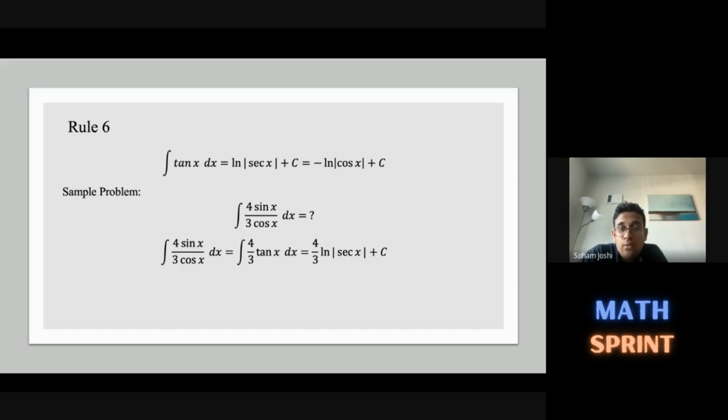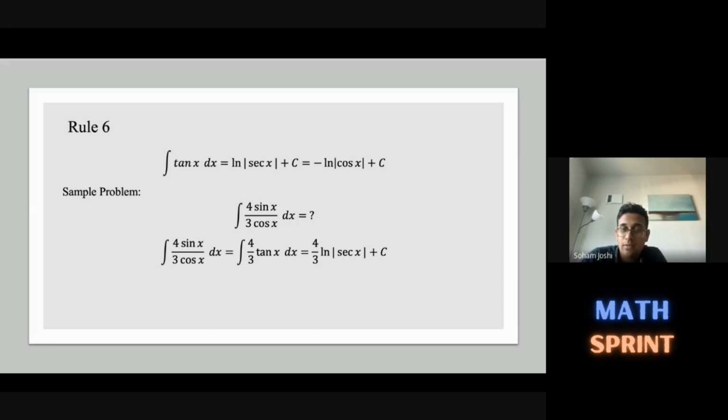We have to integrate 4 sin x divided by 3 cos x with respect to x. You shouldn't get stumped by problems like these, and if you remember your trigonometric identities properly, you should be able to identify that sin x divided by cos x is equal to tan x. 4/3 is a constant. We get 4/3 ln|sec x| + c using the formula.